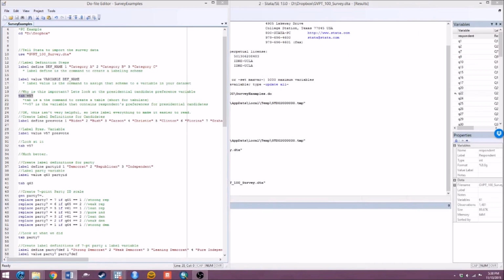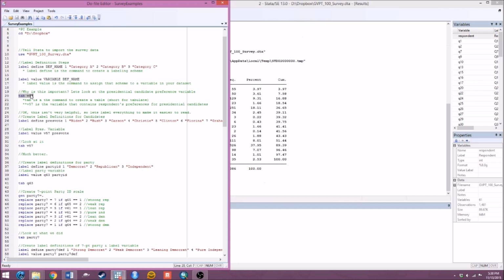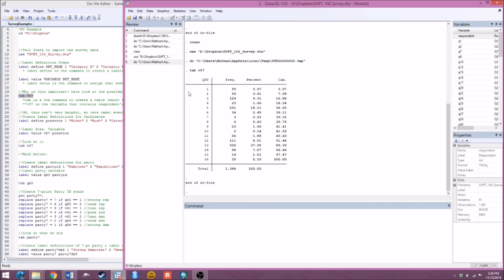So what we can do is, if we want to look at that variable, we can use the tab command, which just creates a little table. We can see how people responded to this question. But immediately we can see this is not really all that useful. We have, okay, 55 people said they would support one. I don't remember who that was.